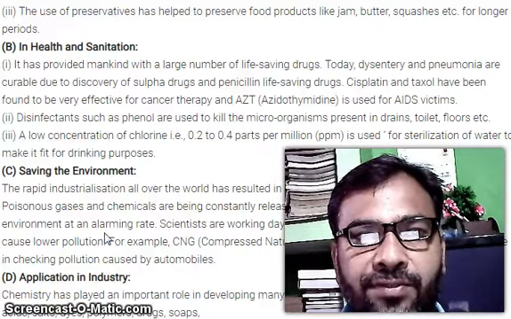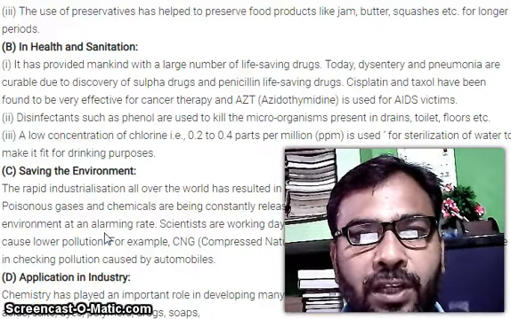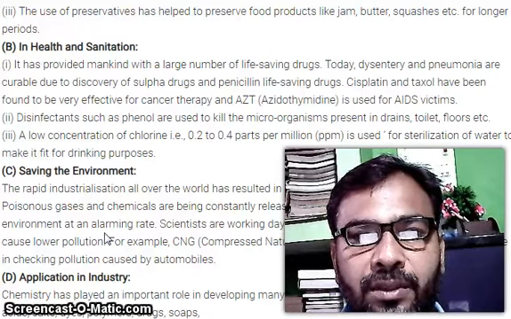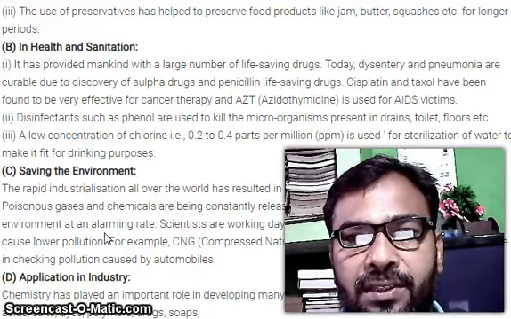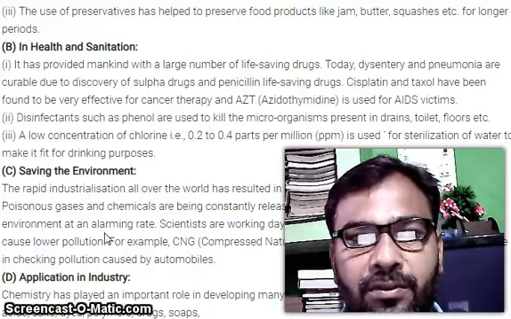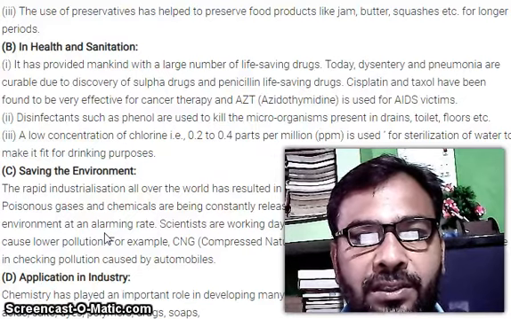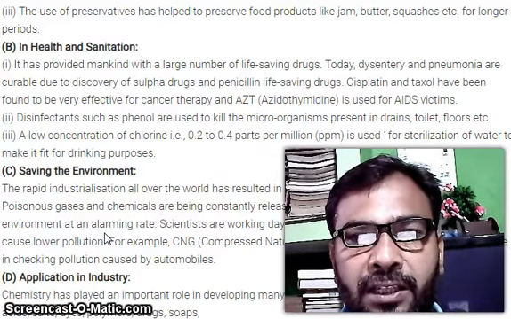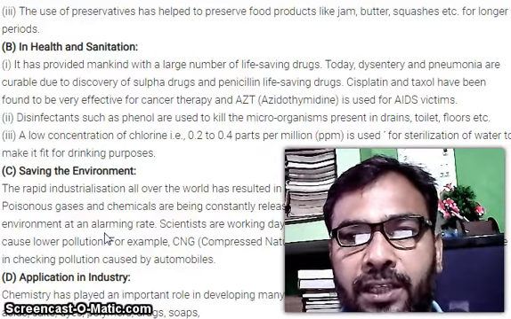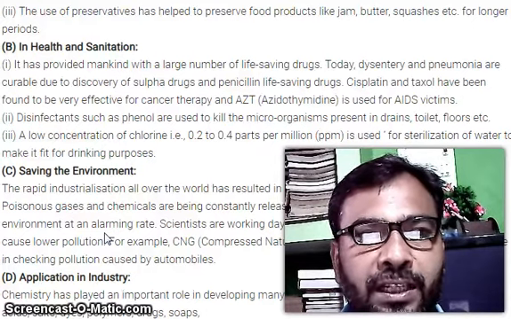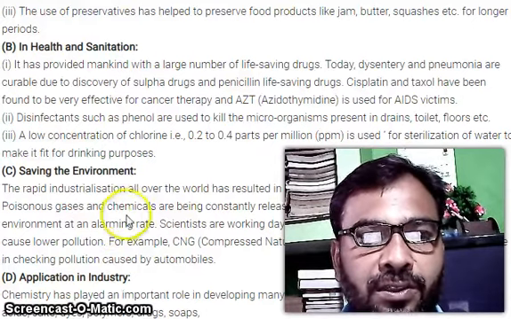Disinfectants such as phenol are used to kill the microorganisms present in drains, toilets, floor, and a low concentration of chlorine, that is 0.2 to 0.4 parts per million, is used for sterilization of water to make it fit for drinking purposes.